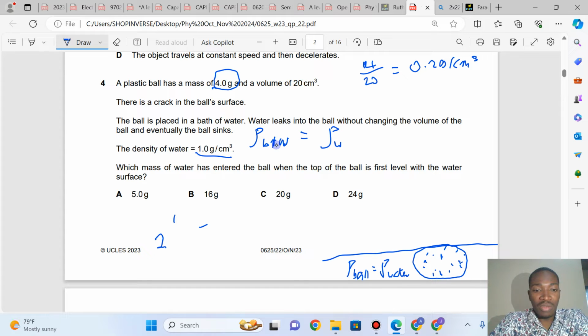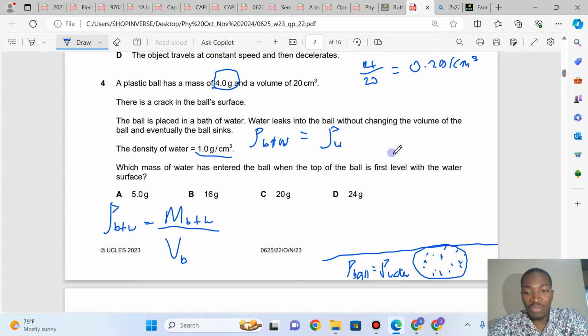Let me take it easily. Density of the ball when filled with water equals the mass of the ball when filled with water divided by the volume of the ball that is filled with water. And the volume of the ball when filled with water is the same as the volume of the ball, which is 20 cm cube. If you calculate this, you must get the same value as the density of water, which is 1 gram per cm cube.